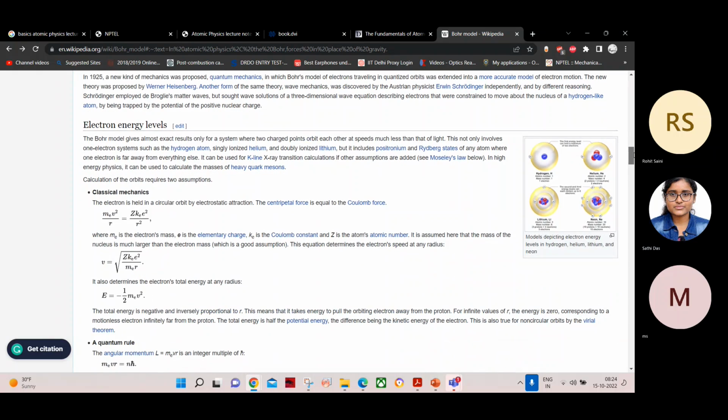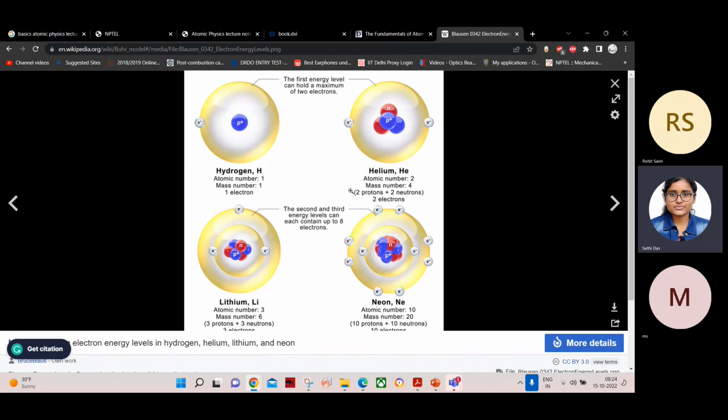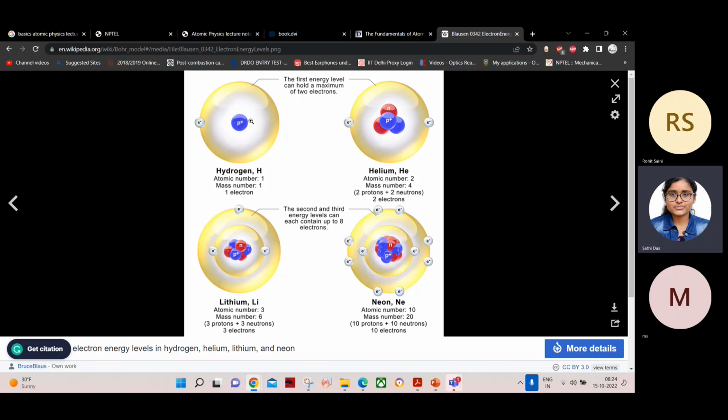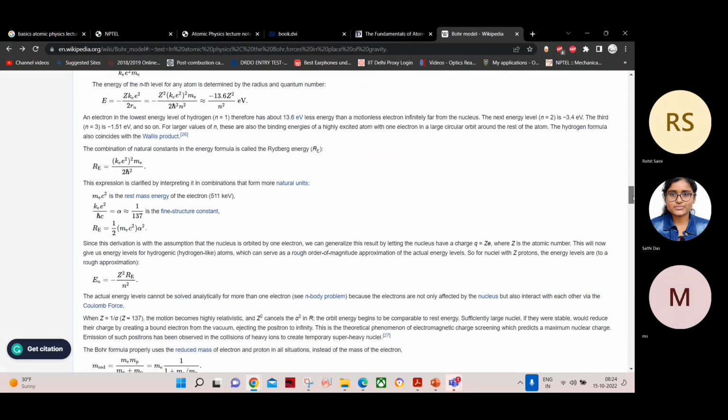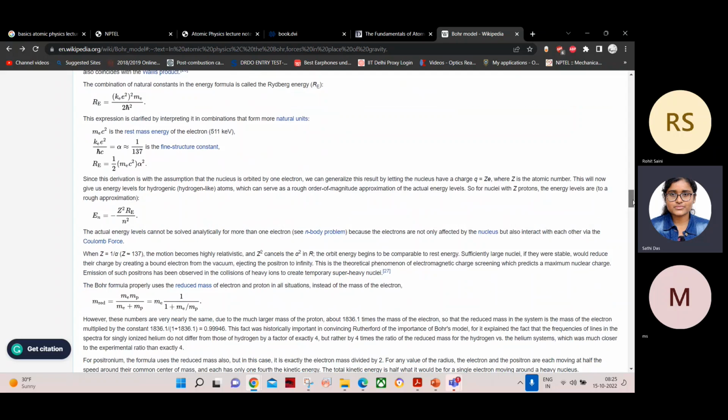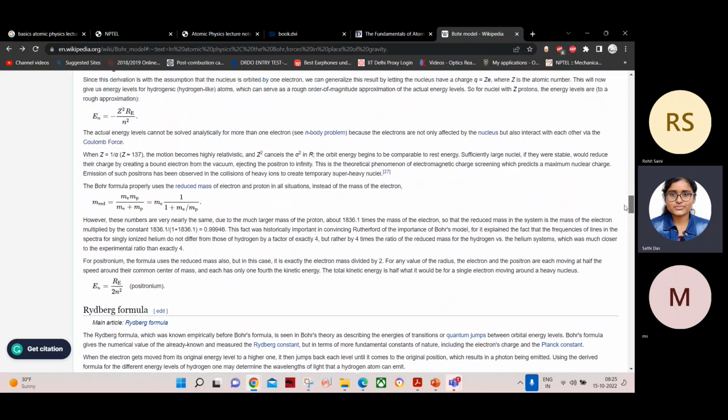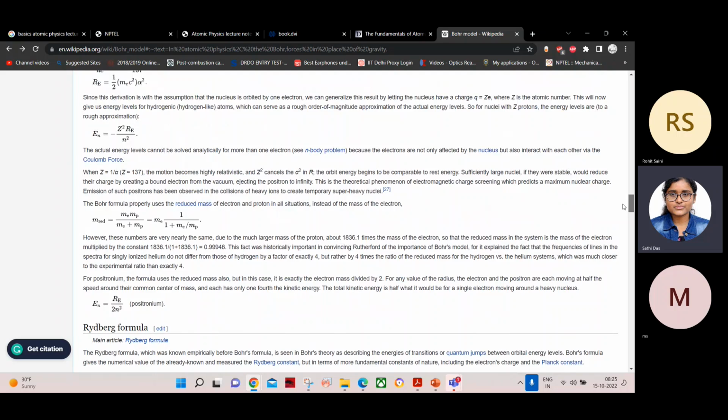Okay. So, yeah, and this is a nice diagram for the hydrogen atom, for helium, for neon and lithium. And also there are some terms like the fine structure constant alpha. And then there are some problems with the previous Bohr model.